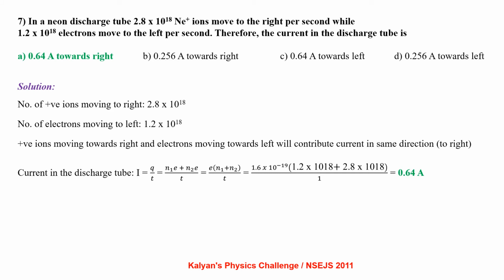In a neon discharge tube, 2.8 into 10 power 18 neon plus ions move to the right per second, while 1.2 into 10 power 18 electrons move to the left per second.